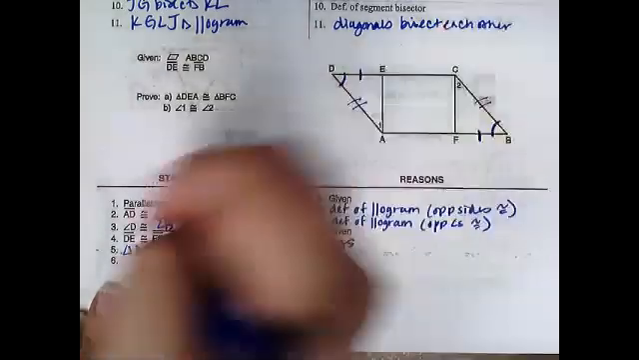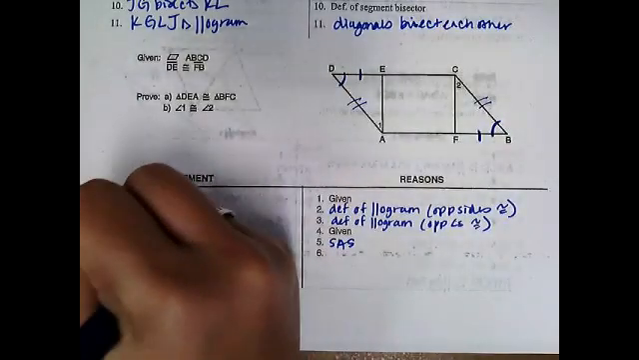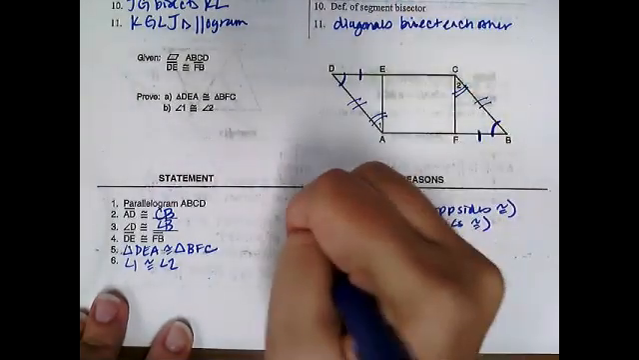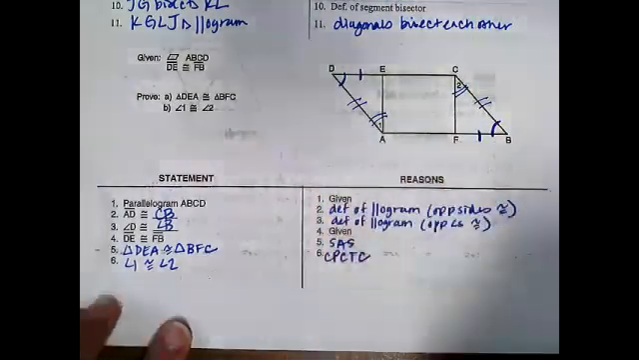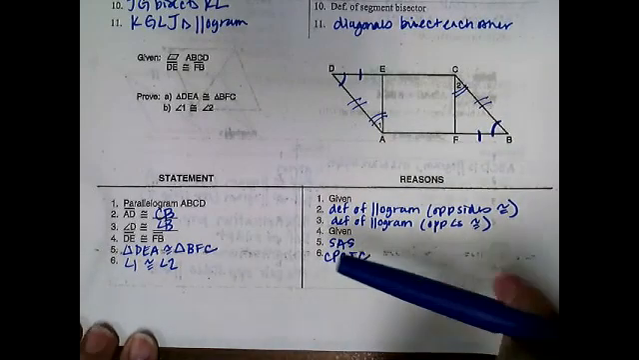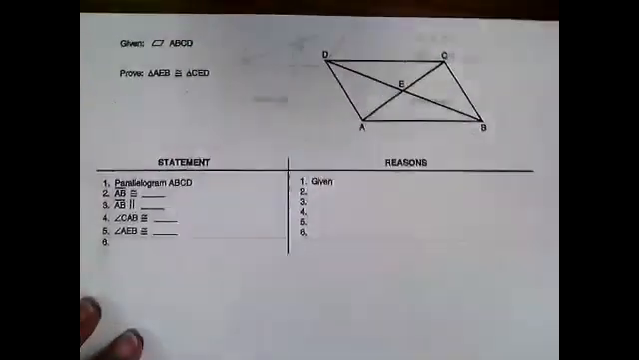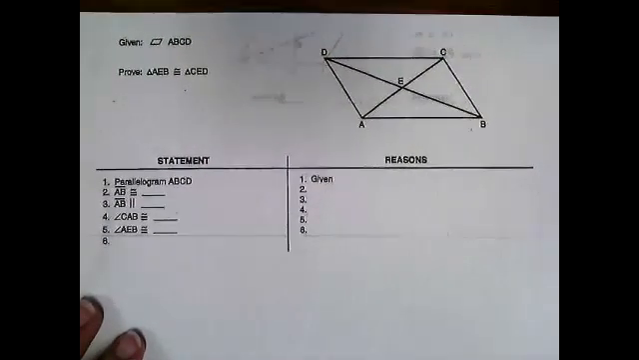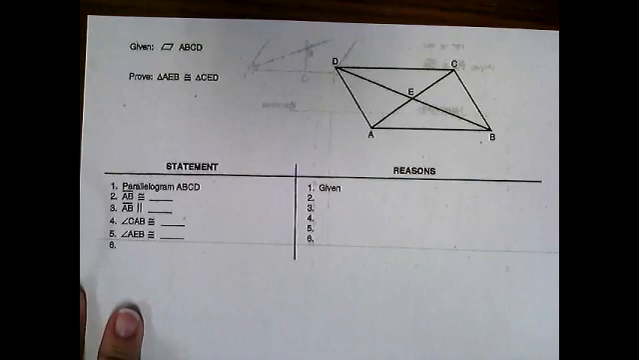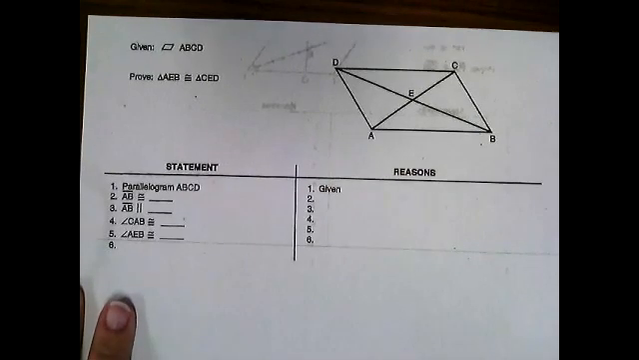And then we can say that angle 1 is congruent to angle 2 by CPCTC. Corresponding parts of congruent triangles are congruent. One more. Given that ABCD is a parallelogram, prove triangle AEB is congruent to triangle CED.